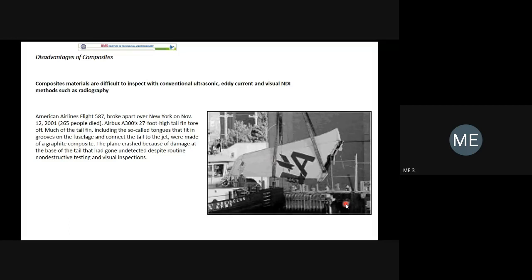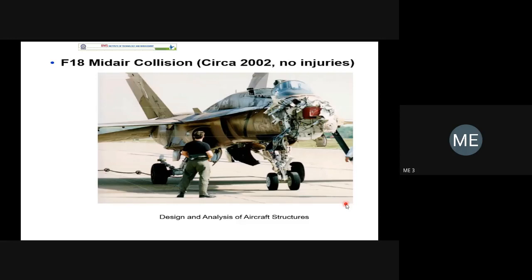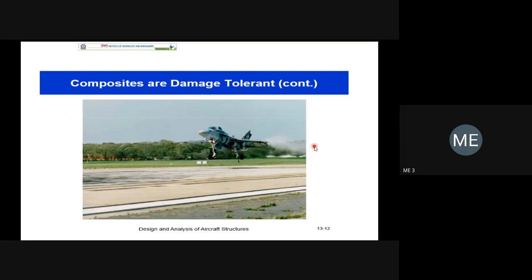Metals have a history of more than 100 or 200 years. They studied all failure mechanisms. Studying composite failure mechanism is not so easy like what you studied, how material undergoes plastic deformation, elastic deformation for the metals. We can see here there's a mid-air crash, no injuries, but the major front portion is damaged, but it is not a catastrophic failure.